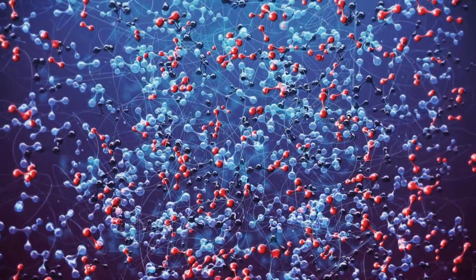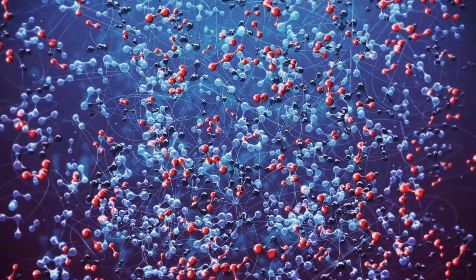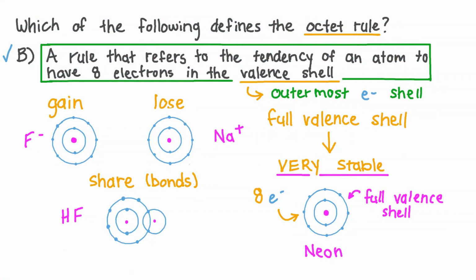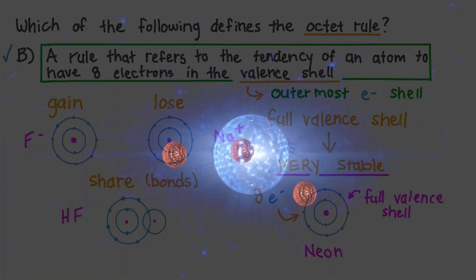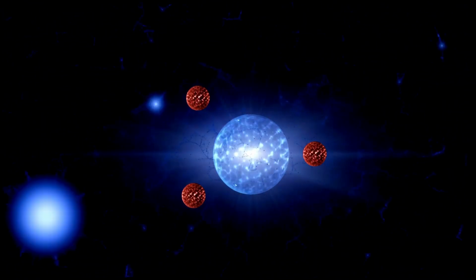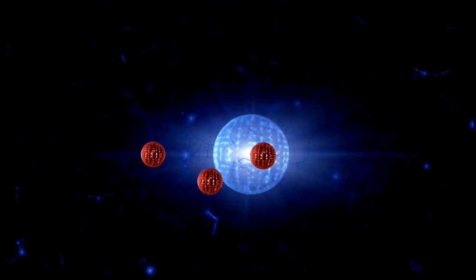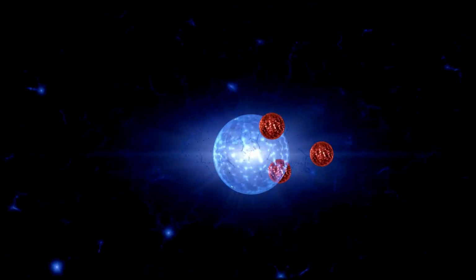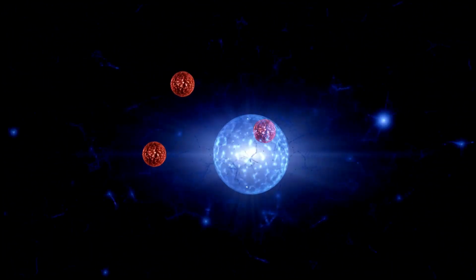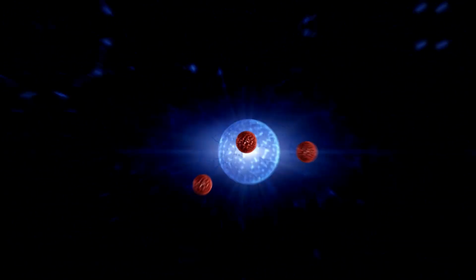Considering the octet rule, or the tendency of atoms to prefer to have 8 electrons in the valence shell, when atoms have fewer than 8 electrons, they tend to react and form more stable compounds. Atoms seek the most energetically stable arrangement of electrons, which often means having full outer shells.